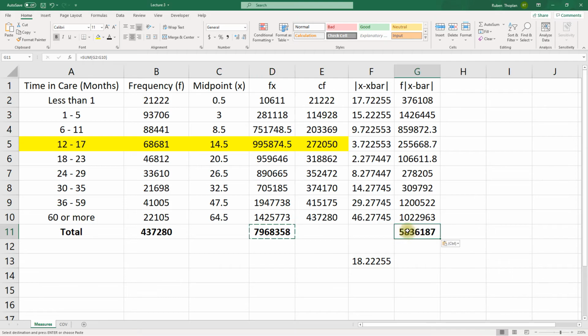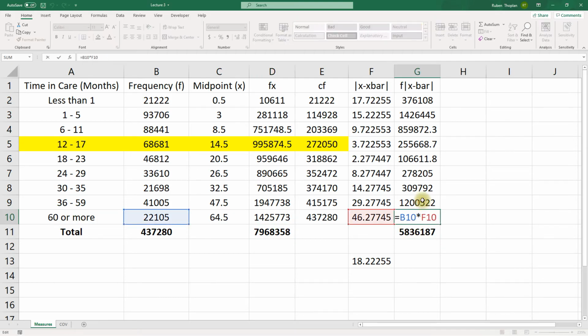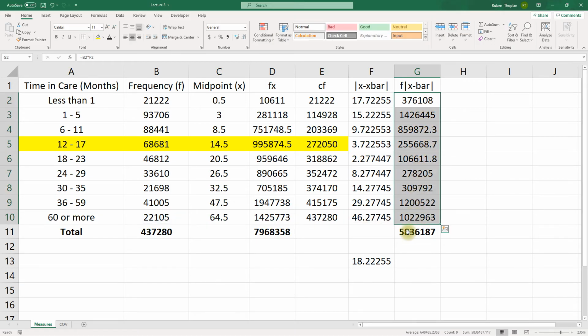And then I will do the sum of all these values. And this is what happened. To add all these values in your calculator, you will get this value here. So this is the numerator that we are looking for. We need to divide by the denominator, which is the sum of f. Remember the formula. Let's get back to the slide there.